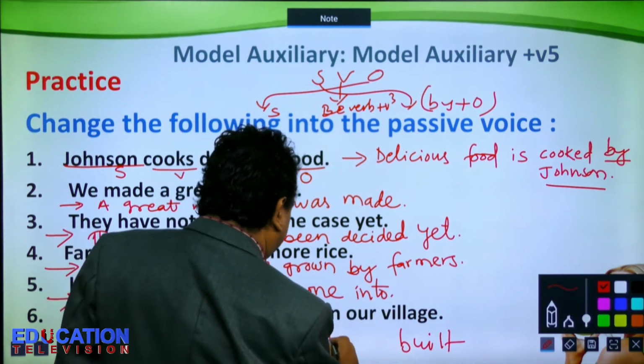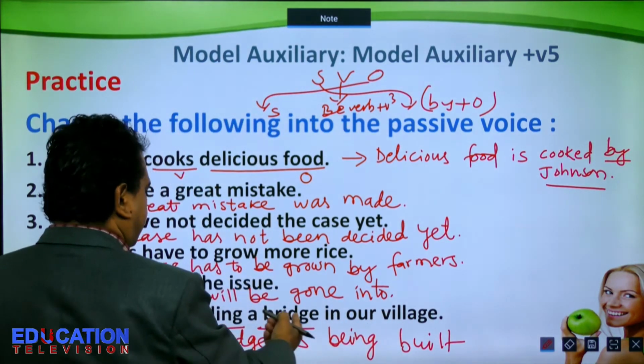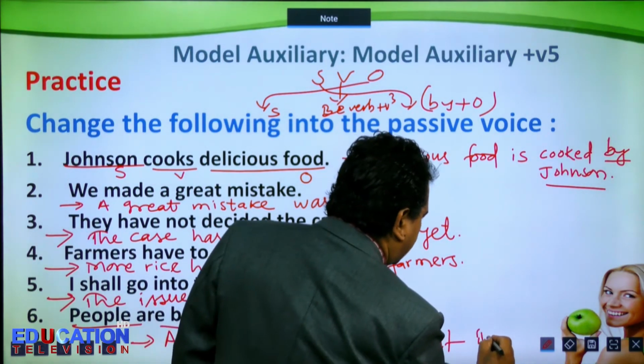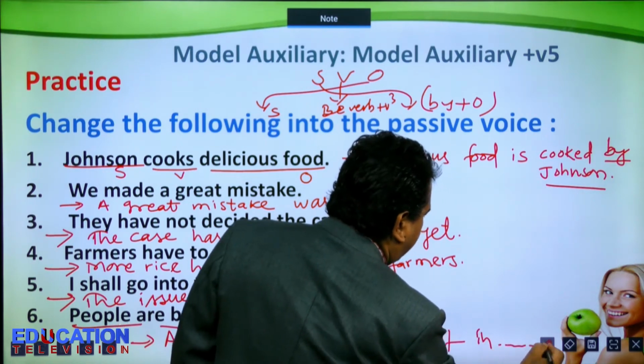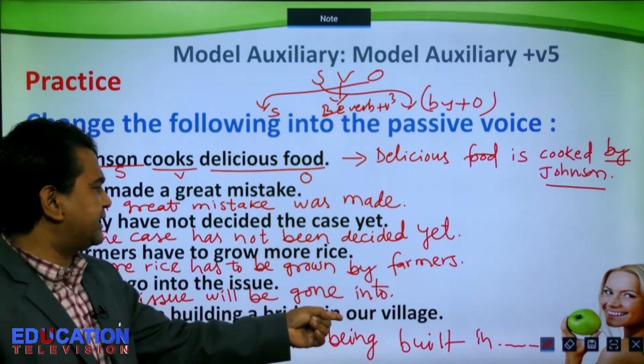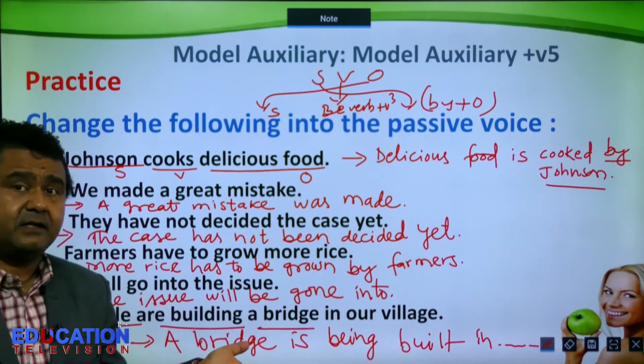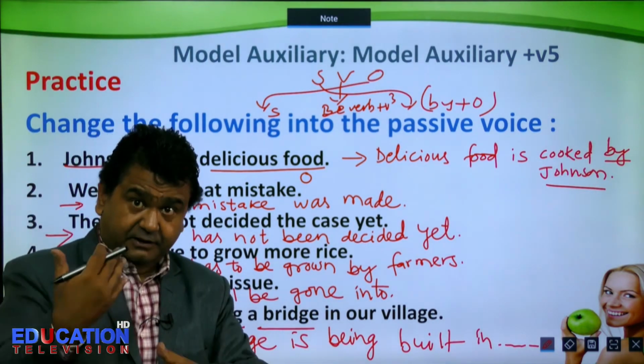A bridge is being built where? In our village. No problem. People are building a bridge in our village. A bridge is being built in our village. So we've done six of them. Let us see some more.